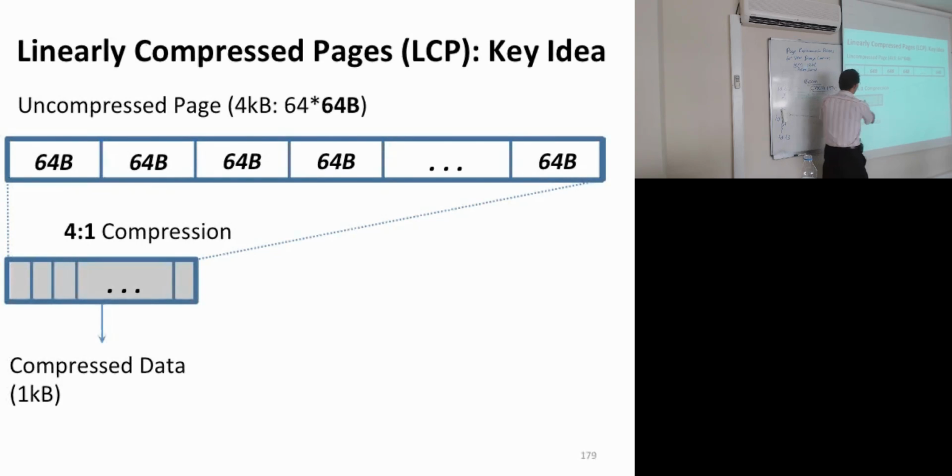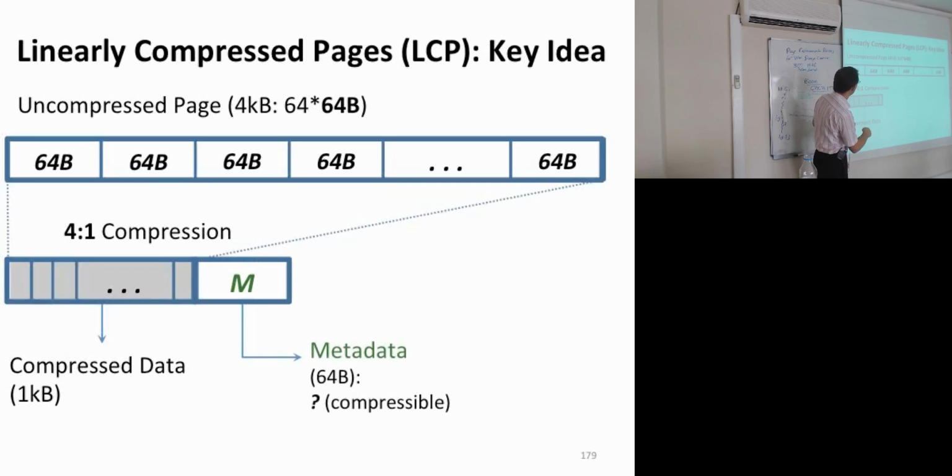So we're going to have slots in the page that keep compressed data, 1 kilobyte. Each cache block can be compressed to 16 bytes. That could be as little as possible. And we're going to have some metadata. This metadata will say, for each of the potential cache blocks, is this block compressible with this algorithm, with this ratio? If it is true, then we have a bit that's set to 1. If it's false, then we have a bit that's set to 0.